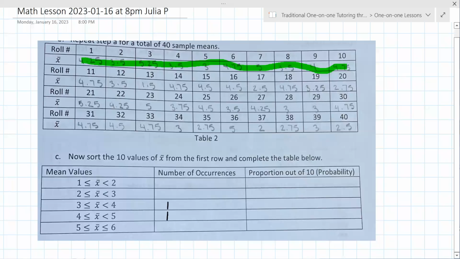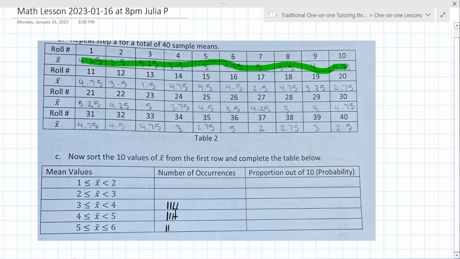3.5 is the one above it. 5.25 is the next one. 3.5 goes here. 3, you've got to be careful when it's right on the edge there. It looks like it's there. 4.75 is there. And then 5 is there. 3.5, 4, and 4.75 there. Okay. And that adds up to 10.